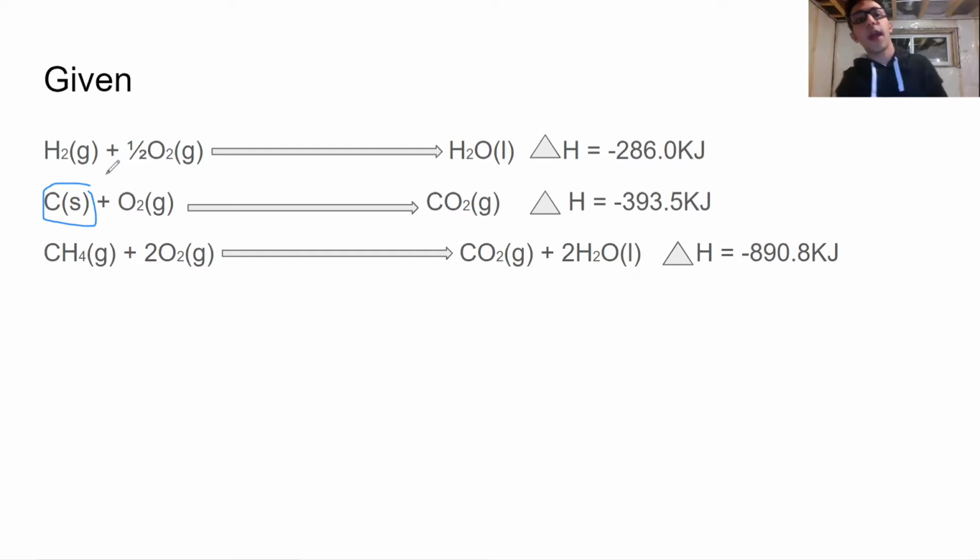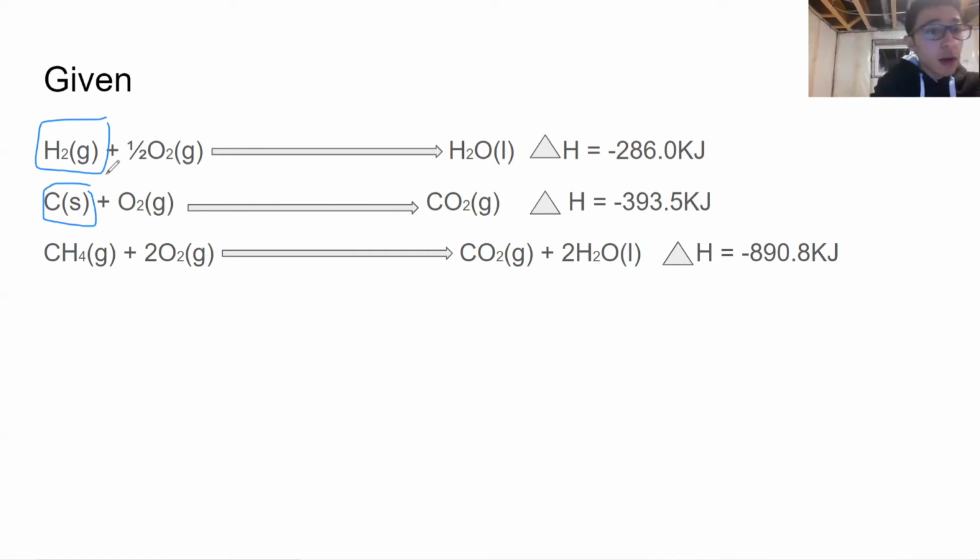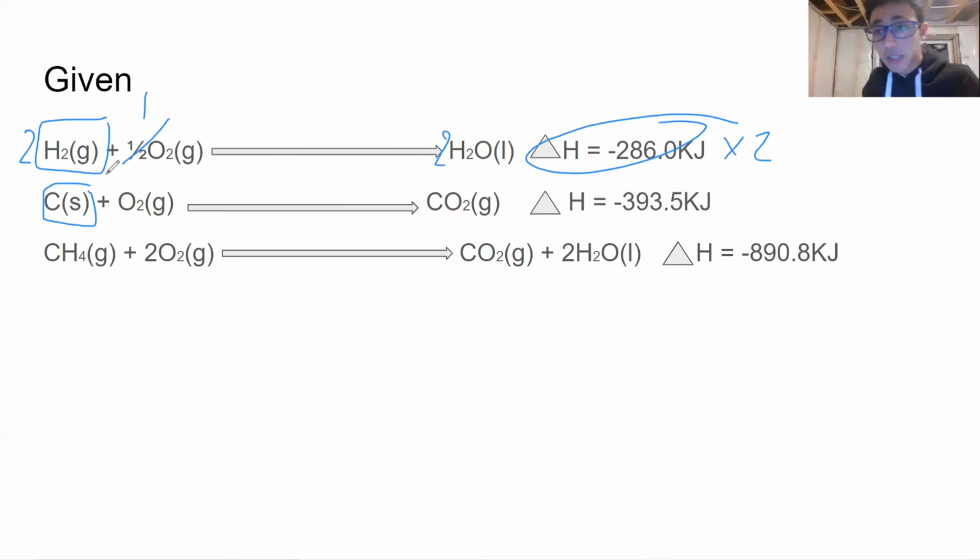Now, let's look for the other reactant, hydrogen. But guys, there's a bit of a difference here. We have only one hydrogen. We need two. So what we're gonna do is in this entire reaction, we're gonna multiply everything by 2. So the hydrogen gets multiplied by 2. The oxygen gets multiplied by 2. 1/2 times 2 is 1. The water gets multiplied by 2, and the enthalpy also gets multiplied by 2.